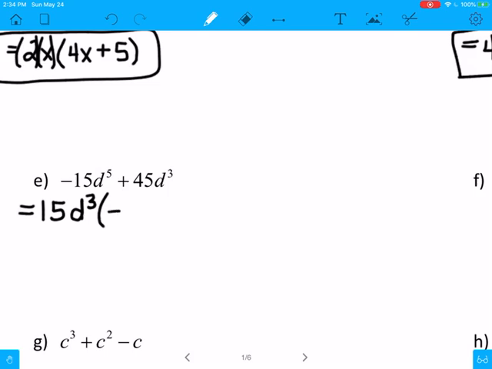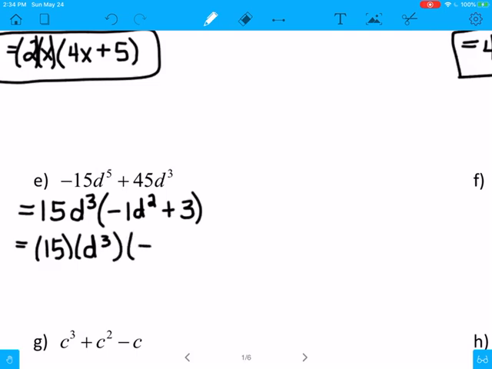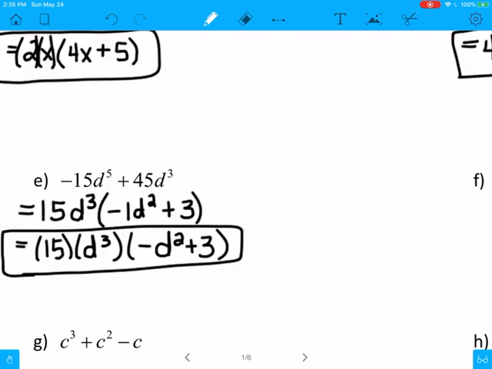Negative 15 divided by 15 is 1. d^5 divided by d^3 is d^2 because you subtract the exponents. Plus 45 divided by 15 is 3. d^3 divided by d^3, that's it. And I can put 15 in brackets and d^3 in separate brackets because they're attached by a multiplication sign. And then negative d squared, I don't need the 1, plus 3 in its own bracket. And they're added with a plus sign, so you can't separate them. They're stuck together.